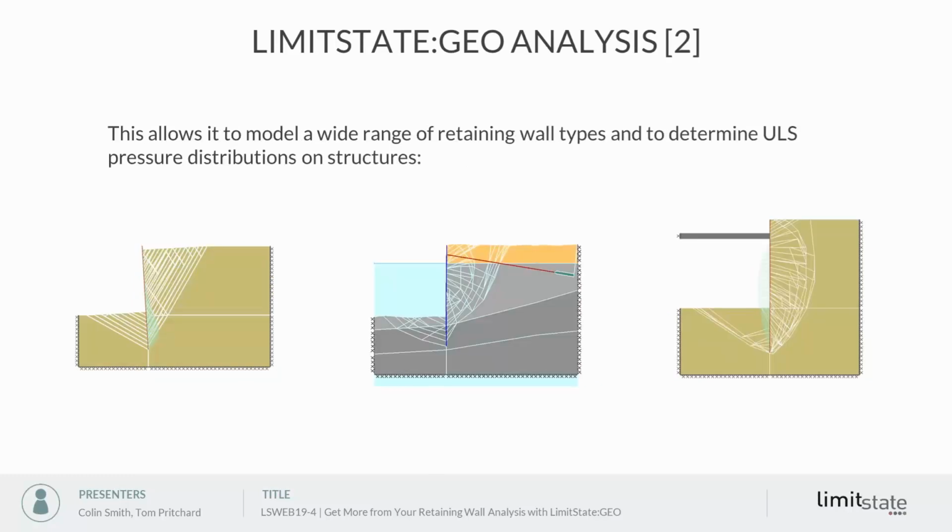So, we'll look at a few other examples. This can be used for a whole range of retaining wall type problems. Here you can see cantilever walls, anchored walls. We can model bending failure in walls and propped walls, and a whole range of other problems in between.